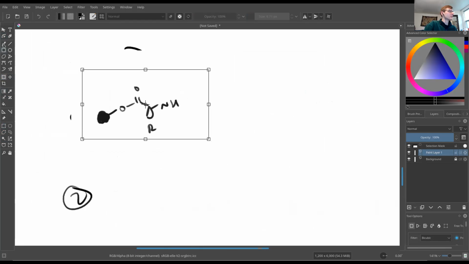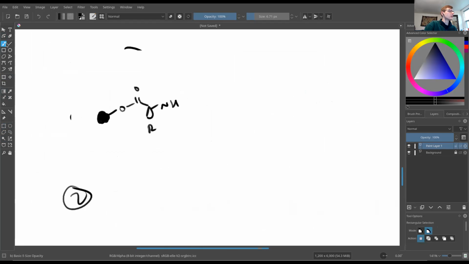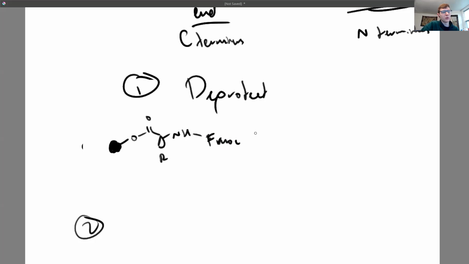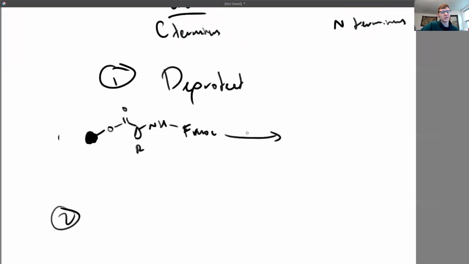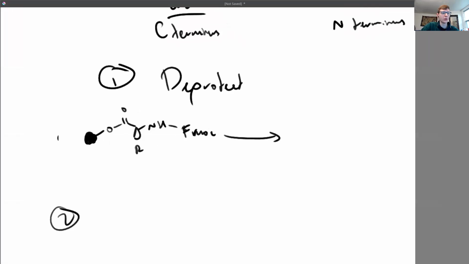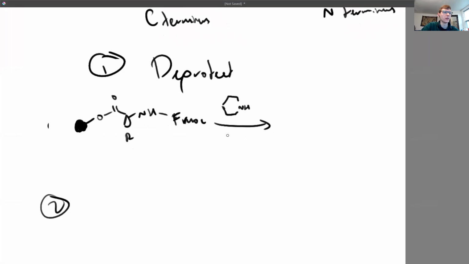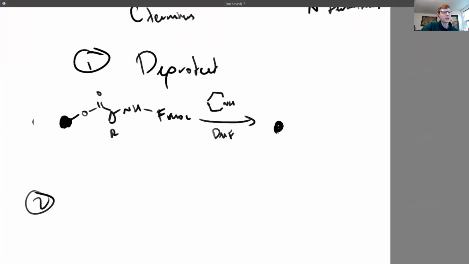So up here, let's get back to this now. So one, we are protected now, which is what I should have had earlier. So one, we should deprotect because we want to do a reaction on it. So here we should deprotect, which is really easy. You just give it piperidine, and this happens in DMF, although I think all of this happens in DMF. So this deprotects.